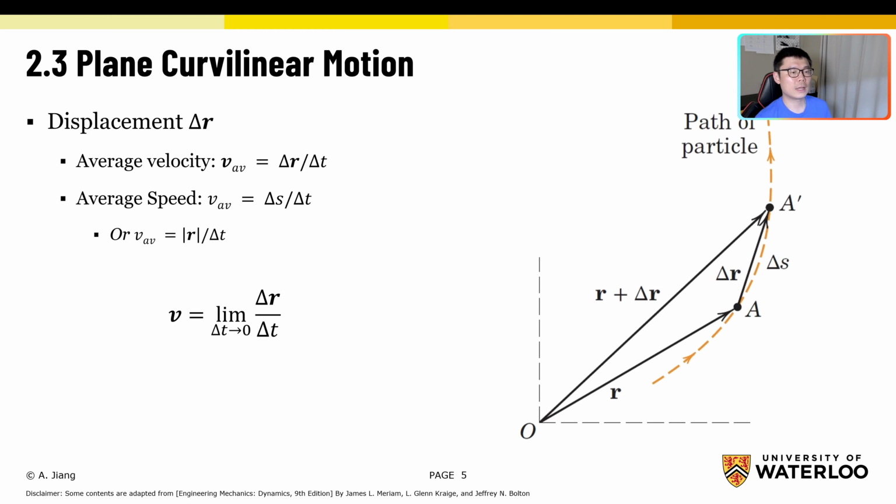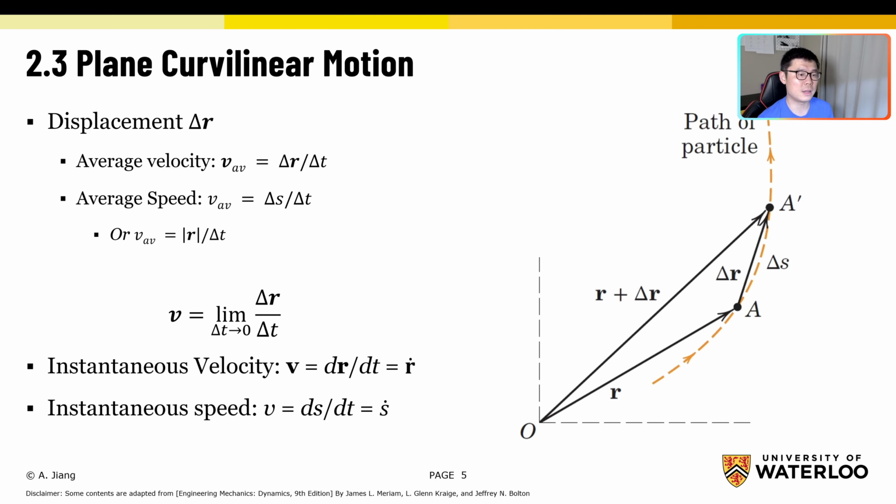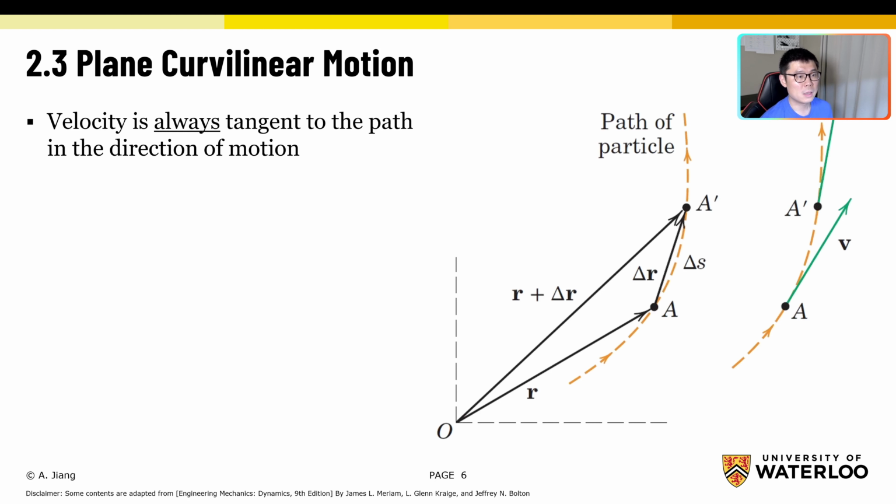Next, we'll go a step further by making the delta t infinitely small. This will give us the instantaneous velocity of the particle right at the point of interest. This is the same concept as we have been using for the past few sections when we were talking about speed. So in curvilinear motion, velocity is always tangent to the path in the direction of motion. For example, looking at the V and V prime here, they are tangent lines at A and A prime.